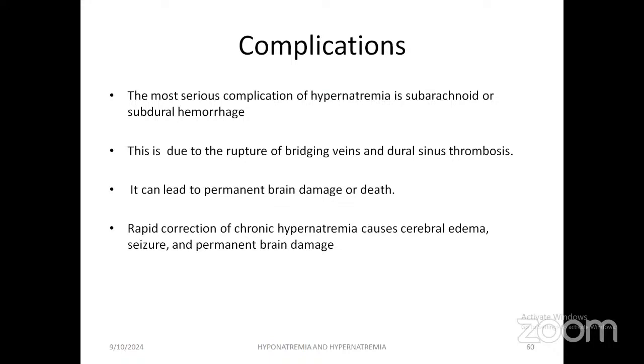The most serious complication of hypernatremia is subarachnoid or subdural hemorrhage. This is due to rupture of bridging veins and dural sinus thrombosis. This can lead to permanent brain damage or death.